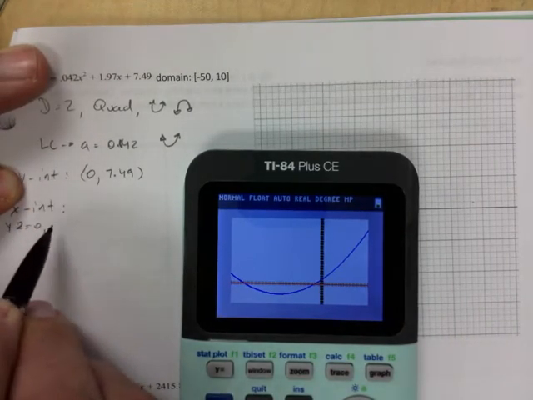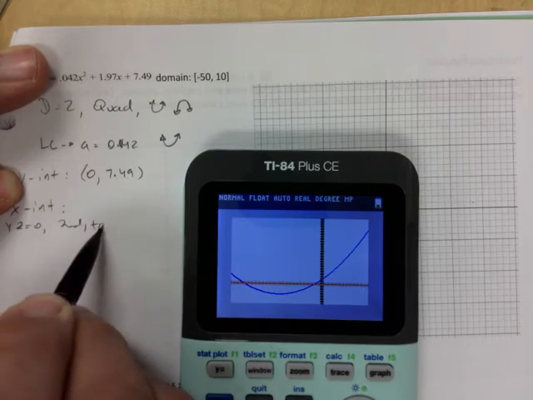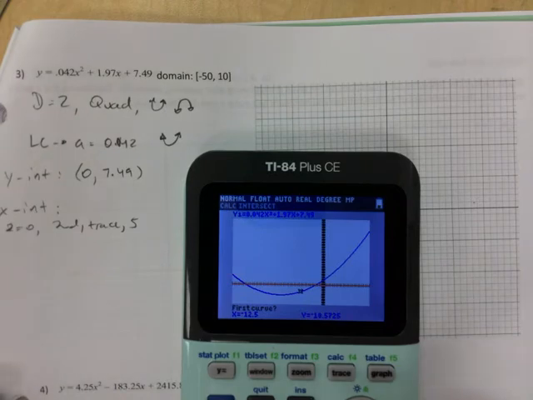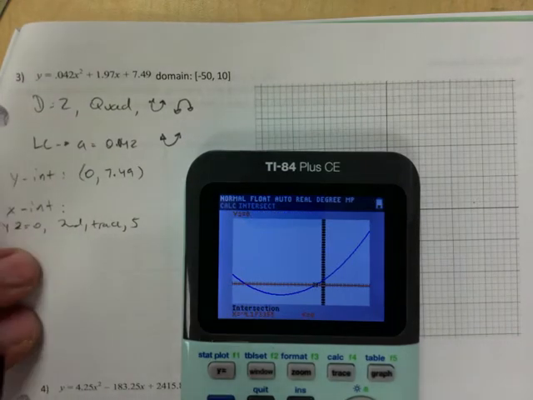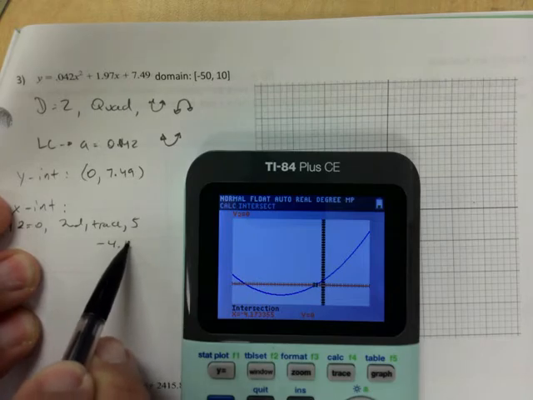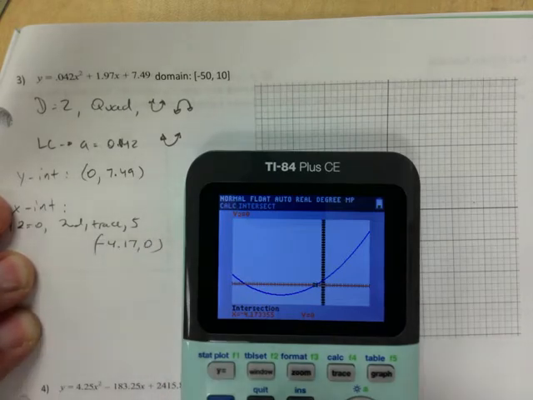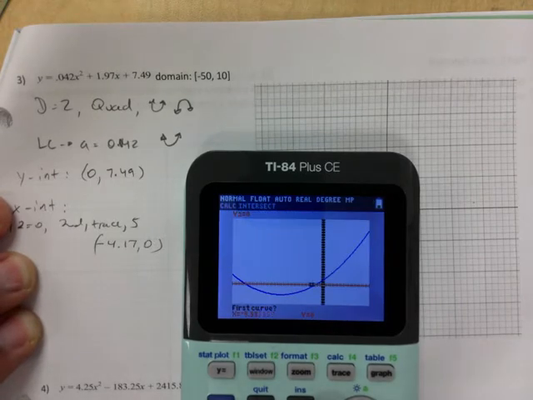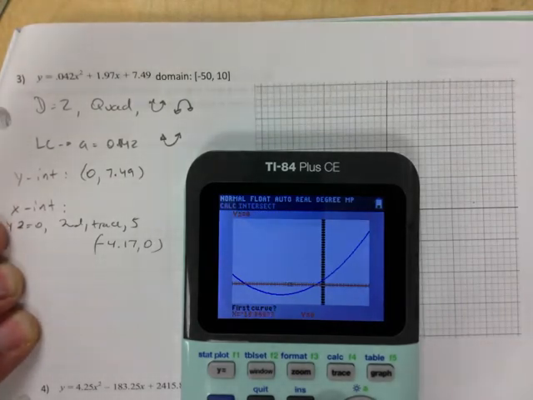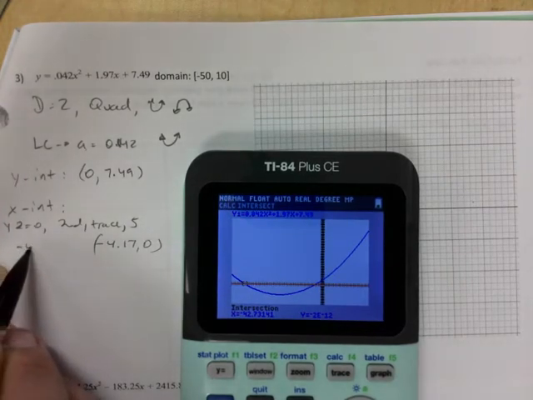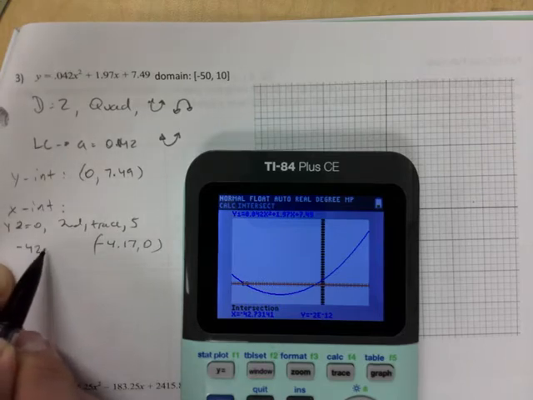Y2 is equal to 0, second trace 5. Okay, so second trace 5. Find that one first, maybe. That's -4.170. Then I'm going to find the one on the other side. I'm going to jump lines to the red, going up or down arrow. That's close enough. Enter, enter, enter. So that's 42.